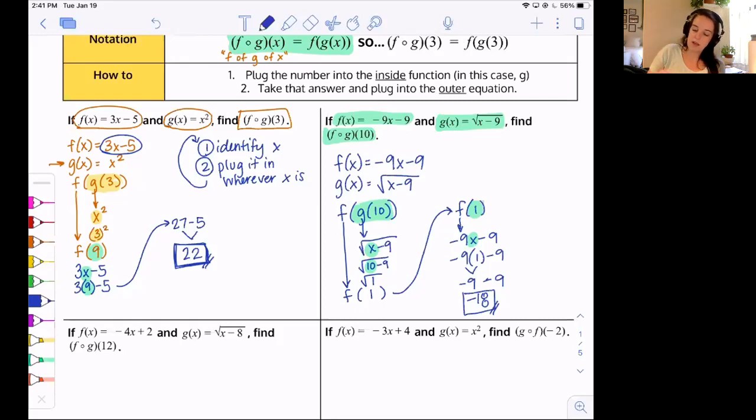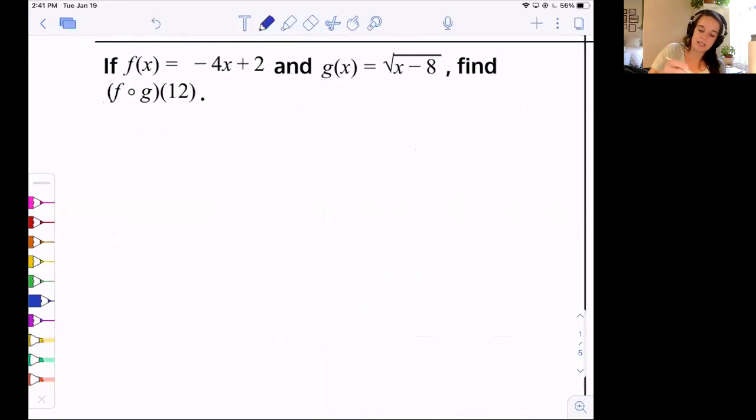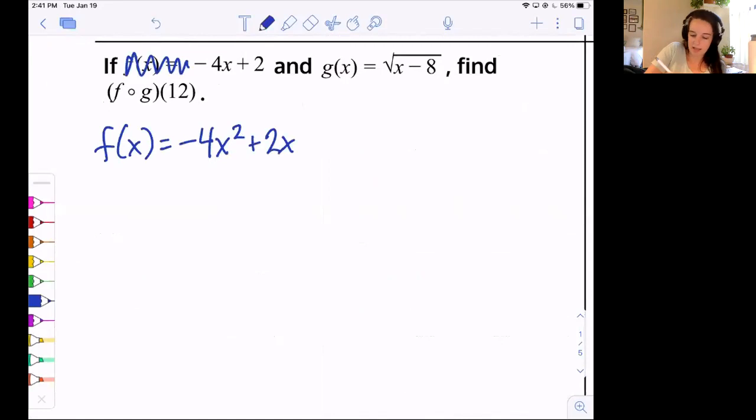We'll get there. Okay, I am going to change this problem. So if you printed it, go ahead and cross it out. We're crossing out this one. We're doing -4x squared plus 2x. I'm making it more complicated. Sorry. So cross out f of x. Cross out f of x. And we're going to use this f of x instead.